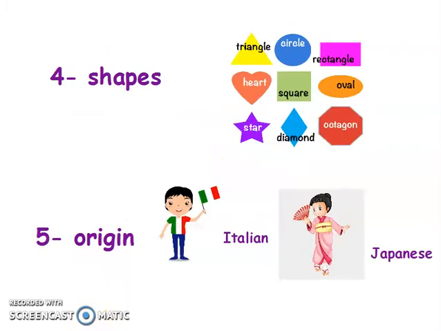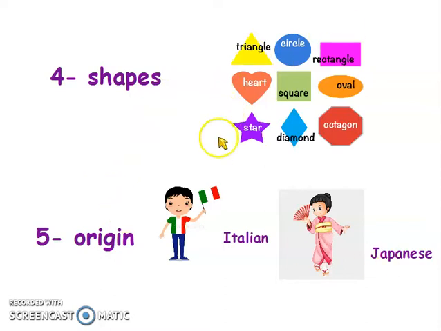We have other types of the adjectives. Number 4, shapes. Shape الأشكال. For example, triangle, circle, rectangle, square, heart. All these shapes are adjectives. When we have these words in the sentence, لما تكون هاي الكلمات بالجملة بتكون عبارة عن adjective.